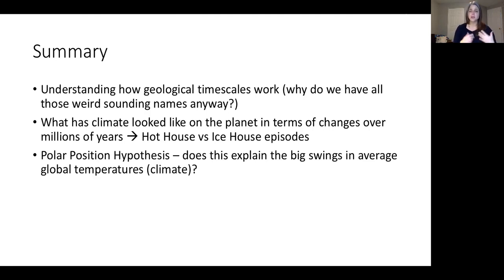And then we also dug into the polar position hypothesis, and does it explain big swings in the average global temperatures and climate? And the answer is sometimes, which means that we need another hypothesis, or maybe it's something else that works in conjunction with the polar position hypothesis to help us explain that. So to leave this on a cliffhanger, we'll solve what might be the other hypothesis in the next video.